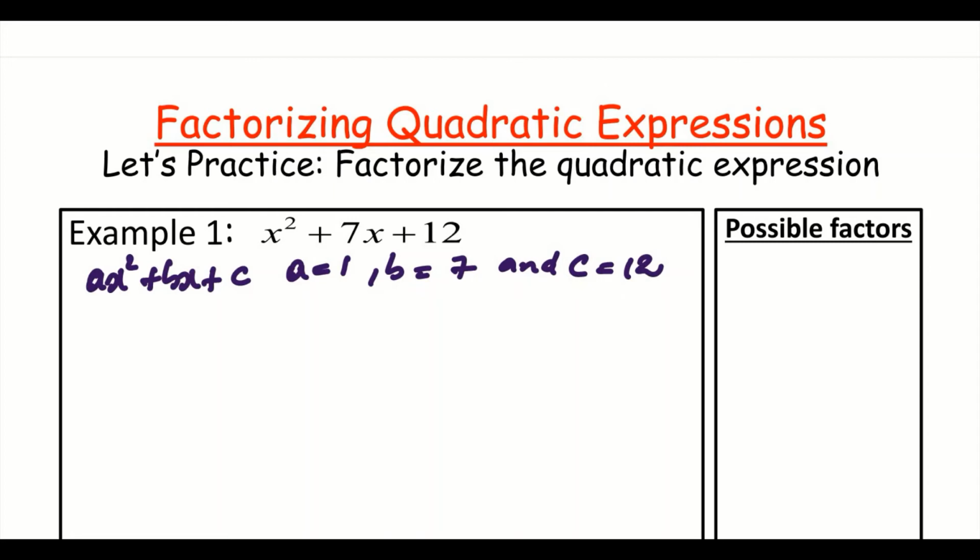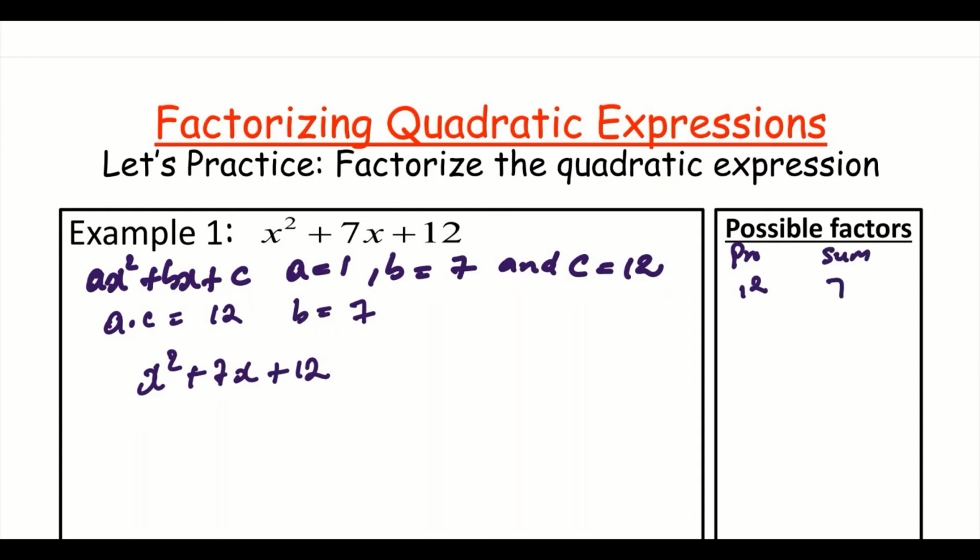Now that we have identified what our a, b and c values are, we need to know our ac value. So a times c is equal to 1 times 12. That's 12. And our b value is 7. So we want to find two numbers that when we multiply them, we get 12, and when we add them, we get 7. So we have x squared plus 7x plus 12. We want two numbers where the product is 12 and the sum is 7.